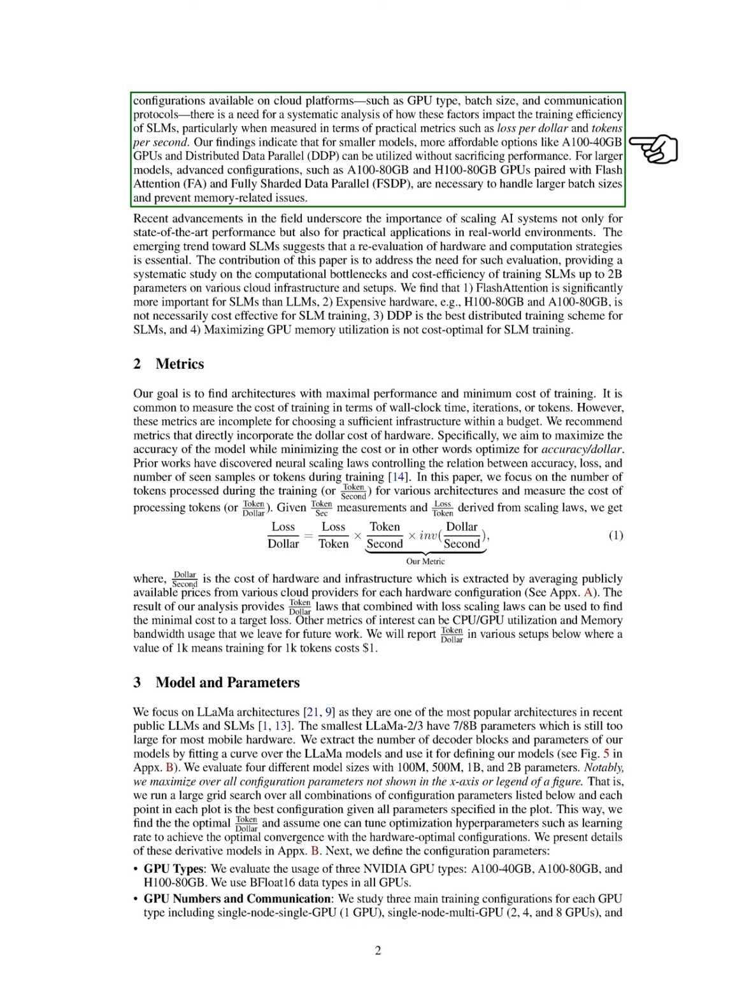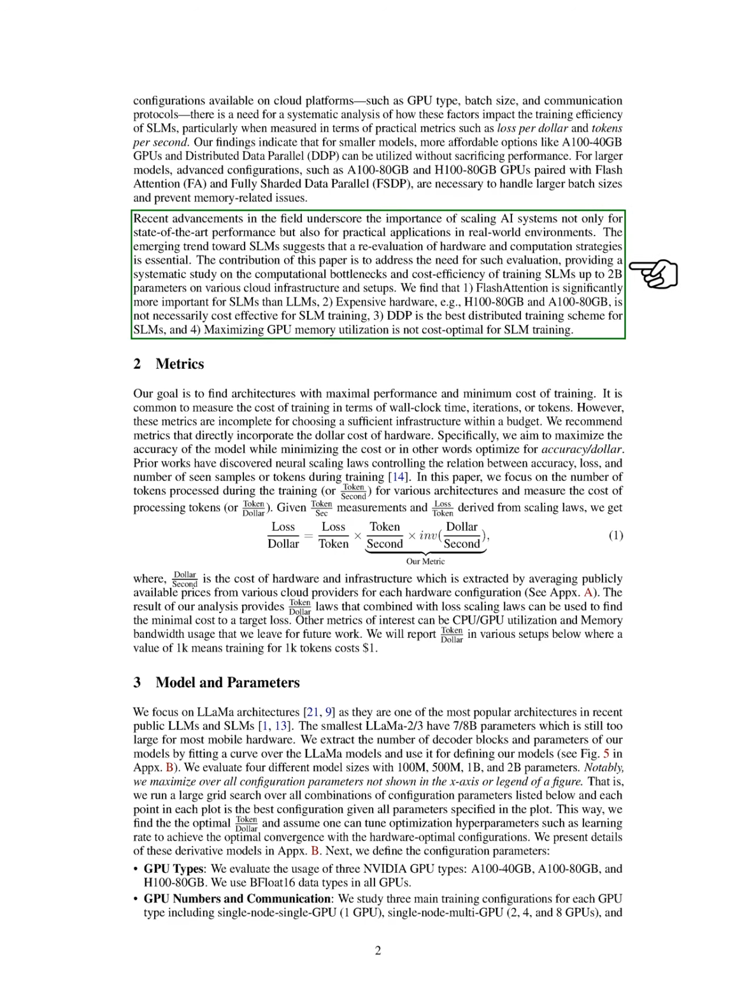Our findings suggest that for smaller models, more affordable options like a 100-40 GB GPU and distributed data parallel (DDP) setups can be effective without losing performance. In contrast, larger models require advanced configurations, such as A100 to 80 GB and H100-80 GB GPUs, along with techniques like flash attention and fully sharded data parallel to manage larger batch sizes and avoid memory issues. Recent developments highlight the necessity of scaling AI systems not just for top performance but also for real-world applications.